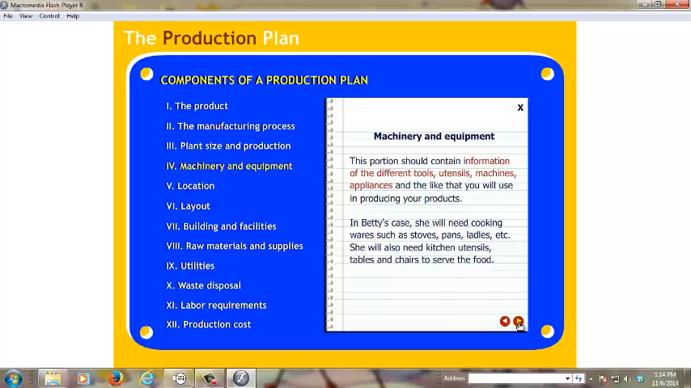Machinery and equipment. This portion should contain information on the different tools, utensils, machines, appliances, and the like that you will use in producing your products. In Betty's case, she will need cookwares such as stoves, pans, ladles, etc. She will also need kitchen utensils, tables and chairs to serve the food.